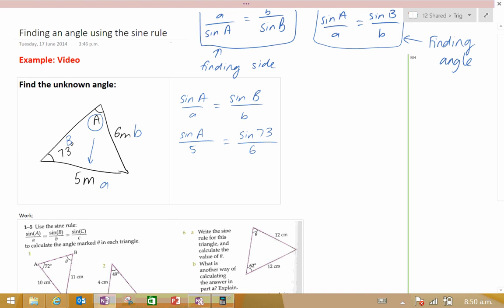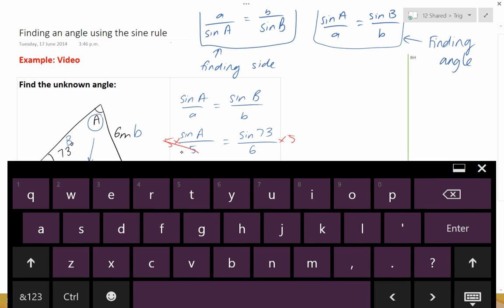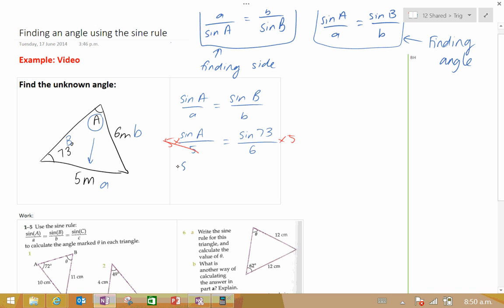This is a little bit like an algebra equation where we're solving for capital A. So I want to get rid of that 5 off the bottom. How am I going to get rid of that? Times both sides by 5. So times 5 on that side, times 5 on that side. My 5s cancel out. All I'm left with on that side is sine capital A. And on this side, we're going to have 5 times sine 73 over 6.